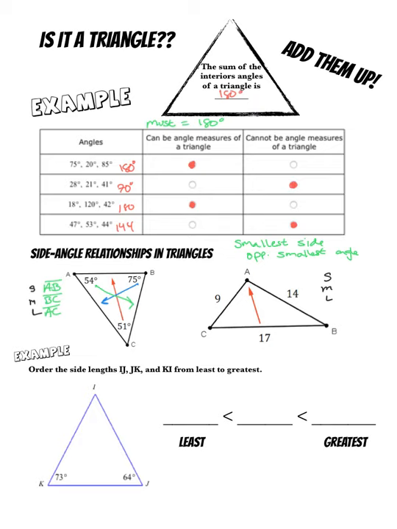Now in this triangle, the other ABC, I have side lengths. I don't have angle measures. But the smallest side is opposite the smallest angle. So the smallest side is AC, therefore the smallest angle will be angle B. The middle side is AB. The middle angle will be angle C. The largest side is CB. The largest angle is angle A.